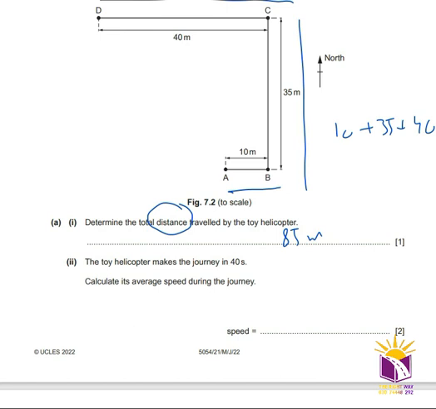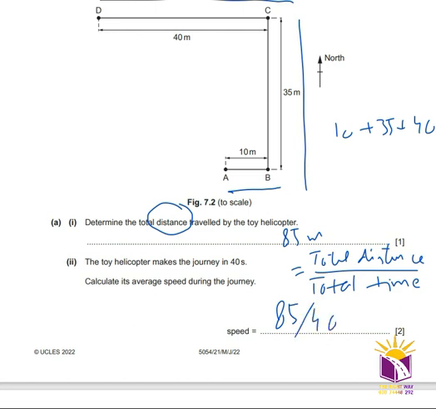The toy helicopter makes the journey in 40 seconds. The total time taken from A to D is 40 seconds. Calculate its average speed. Average speed is equal to total distance divided by total time. So it will be equal to 85 divided by 40, which will be equal to 2.1 meter per second.